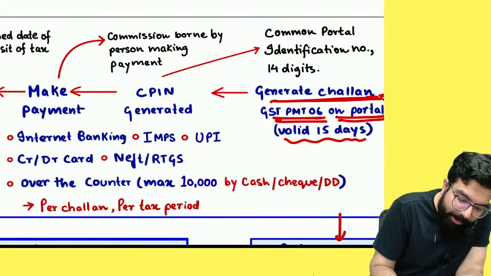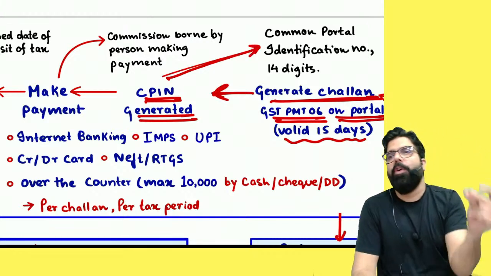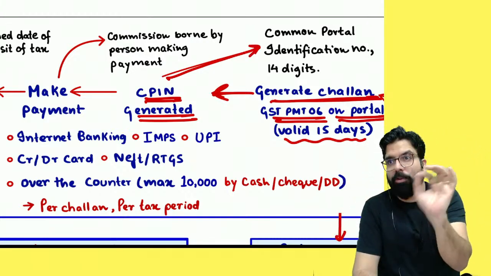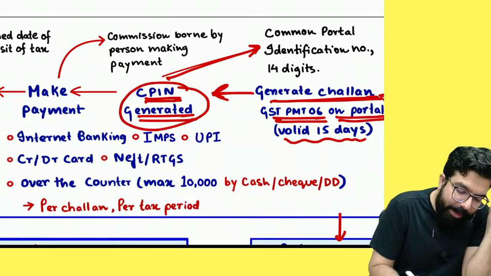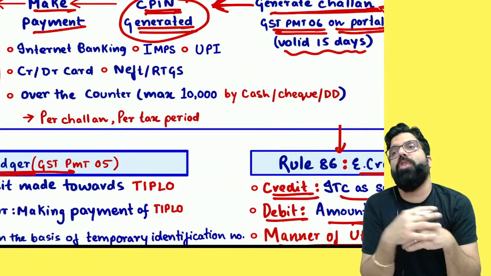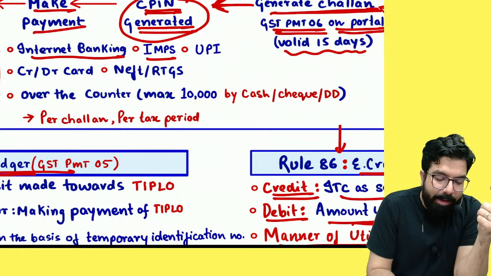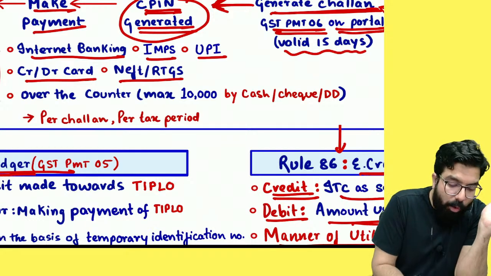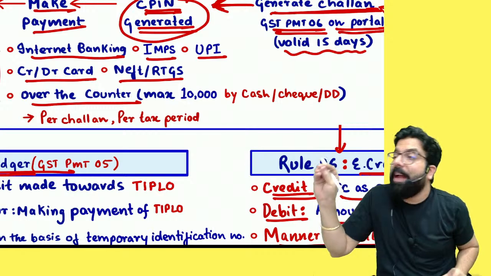Once you generate the challan, what is generated everyone? CPIN. CPIN is what everyone? Common Portal Identification Number. One mark MCQ they can ask. Then once CPIN is generated, you have to make the payment. In the exam they can ask you what are the different modes of payment. Number one, net banking. Can I use UPI, IMPS, credit card, debit card, NEFT, RTGS? Over the counter means I can generate the challan, go to the bank and deposit in cash.